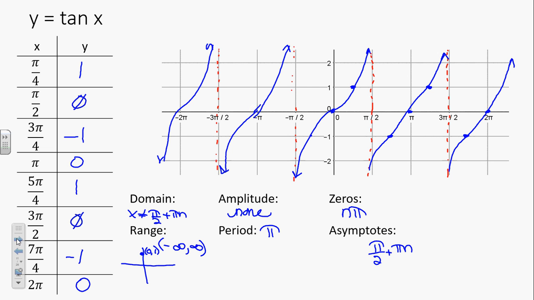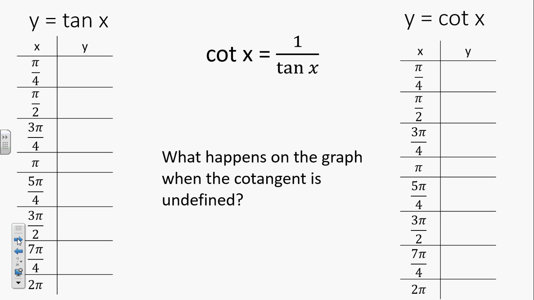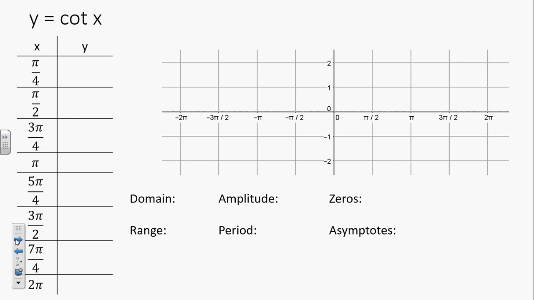Okay. Last one. Ready for it? Or do you have questions about tangent? All right, here comes cotangent. So cotangent is nothing more than the reciprocal of tangent, right? So everywhere that we had asymptotes now, we'll have zeros, and everywhere we had zeros, we'll have asymptotes. Okay? So the cotangent of pi over 4, pi over 2, 3 pi over 4, pi, 5 pi over 4, 3 pi over 2, 7 pi over 4, and 2 pi.